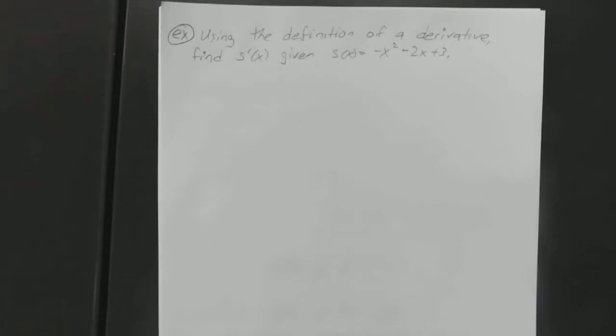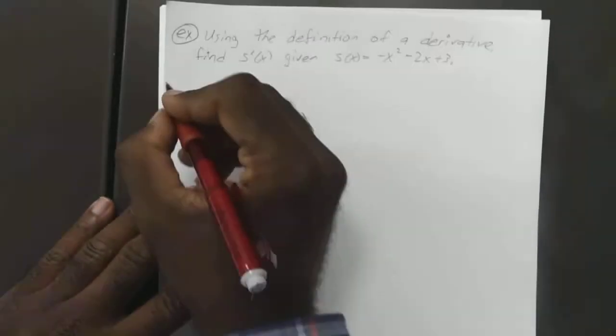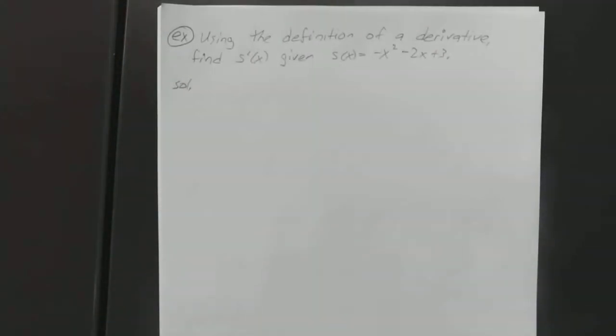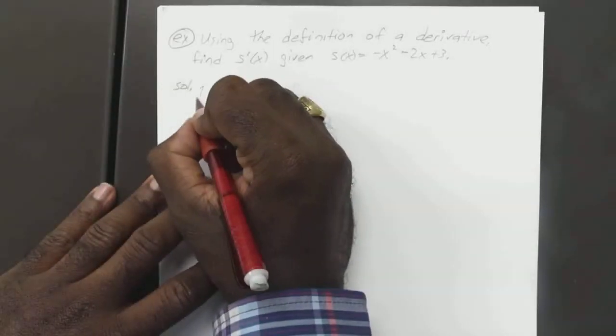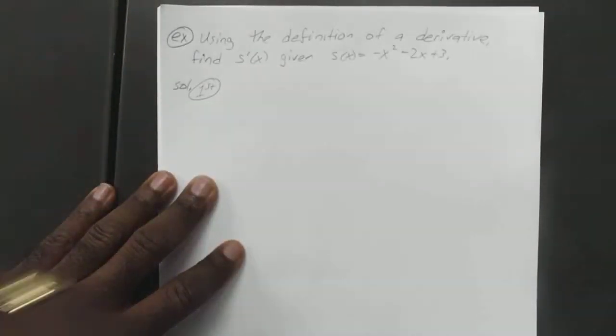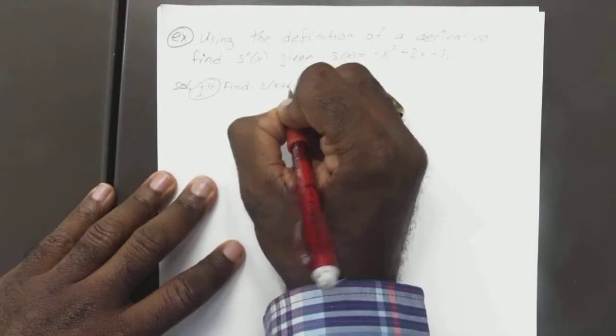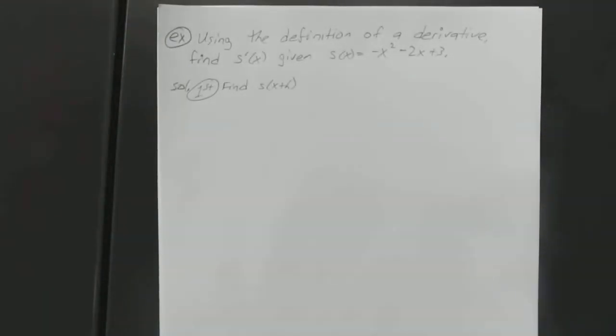Now this one, we have to take it all the way, because now they're asking for us to set up the limit definition. We have to actually solve for the derivative using the limit definition. Okay, so the first thing we have to do is find our x plus h. So we know we just replace every x with x plus h.